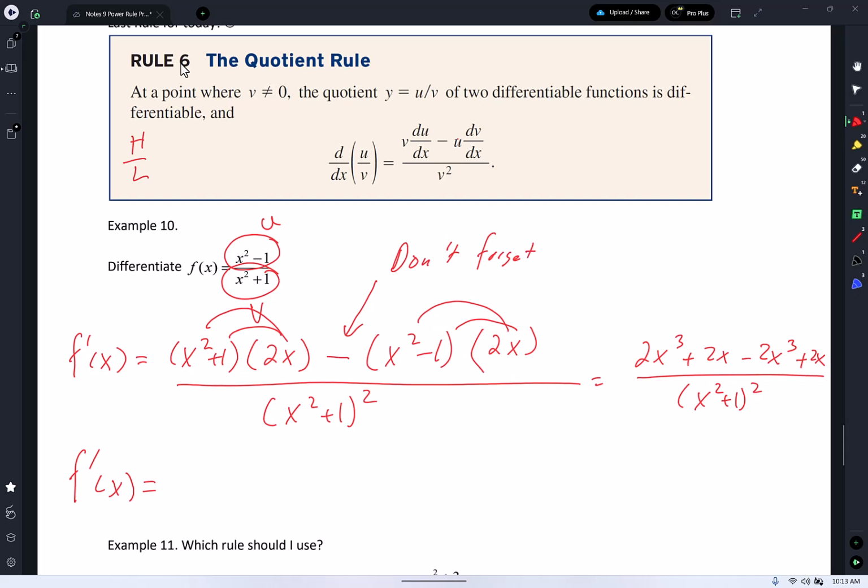All right. So finally, my derivative, the 2x cubes cancel out. 2x plus 2x is 4x. And there it is. That's my derivative, doing quotient rule. Low D high minus high D low over low low.